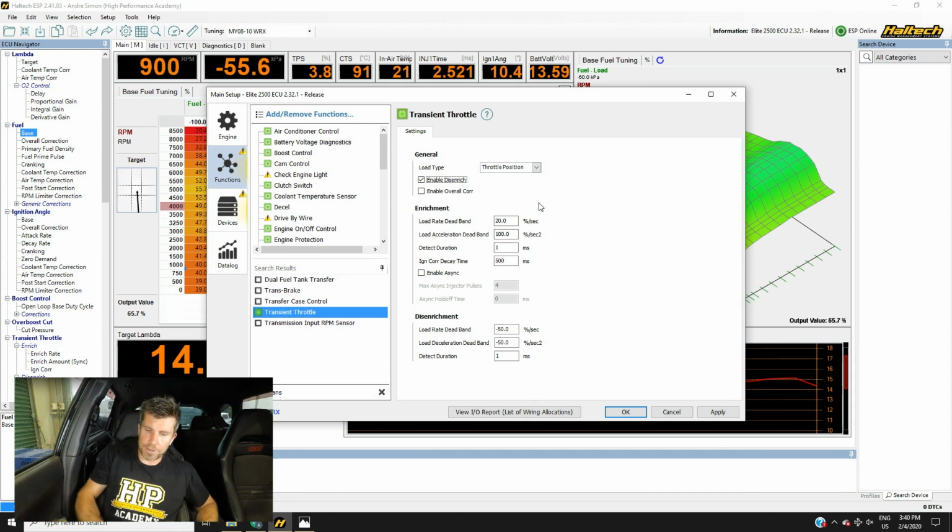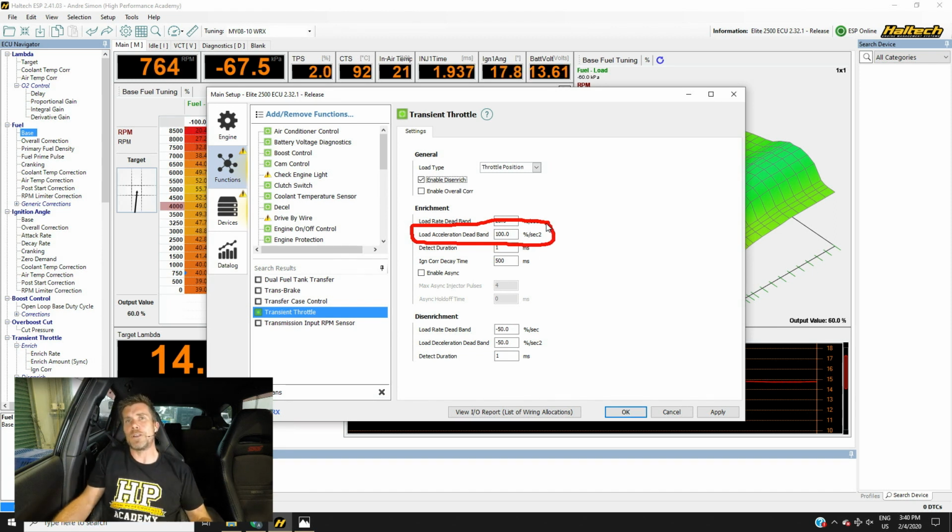Off the top of my head, I think the number that I'm using here, 20% per second, is pretty close to the default Haltech value. So there or thereabouts should be a good place to get started. The next parameter is our load acceleration deadband. Now, not a particularly well explained term in my opinion. Let me break that down. Essentially, this is a decay parameter.